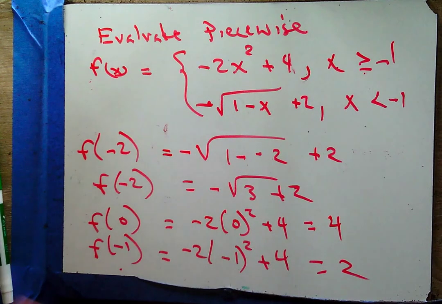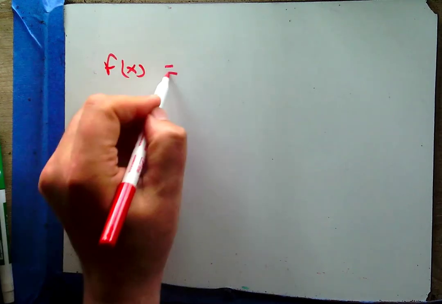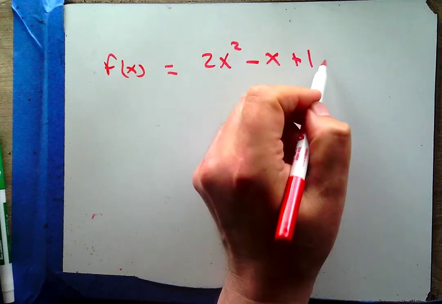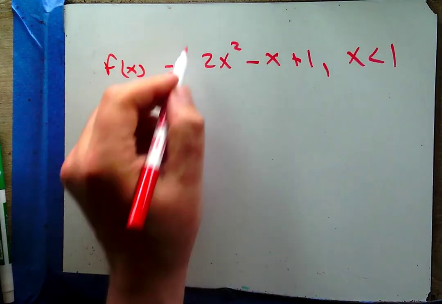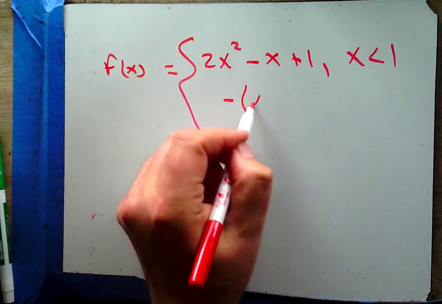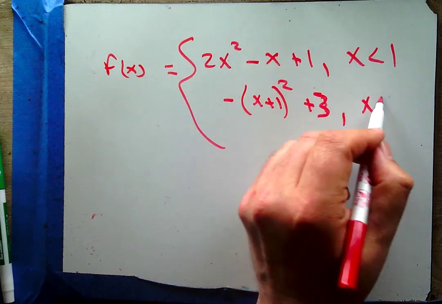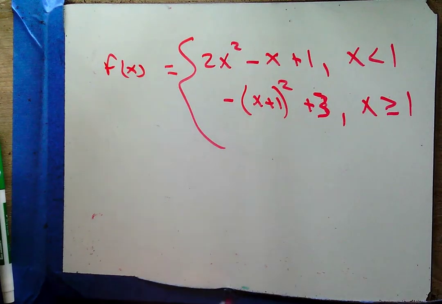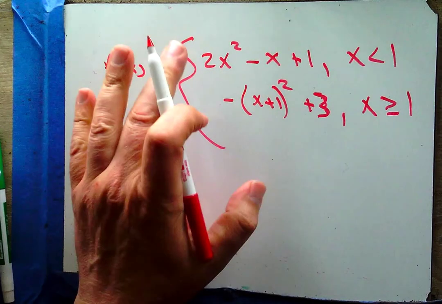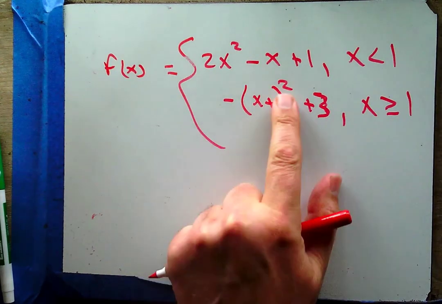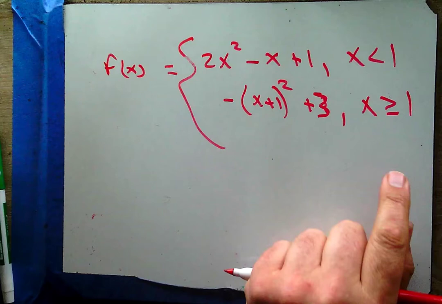Okay, so we can evaluate these functions. Well, I feel like I did most of that evaluating, so maybe you should do this one. How about f of x equals 2x squared minus x plus 1 for x less than 1, and negative x plus 1 squared plus 3 for x greater than or equal to 1. Okay, looks like an up-pointing parabola for x values less than 1. Looks like a down-pointing parabola for x values greater than or equal to 1.